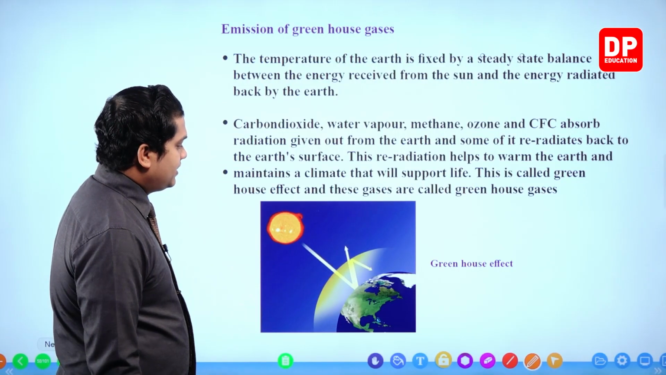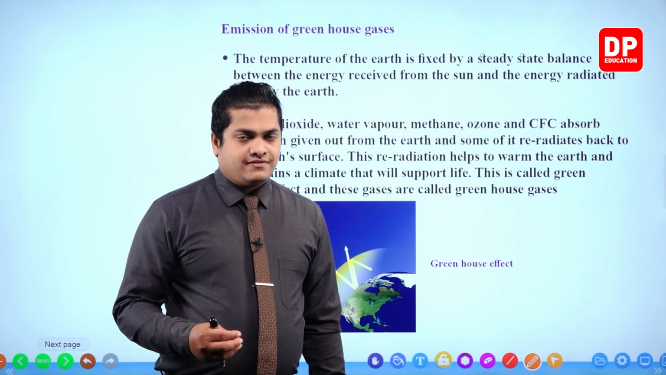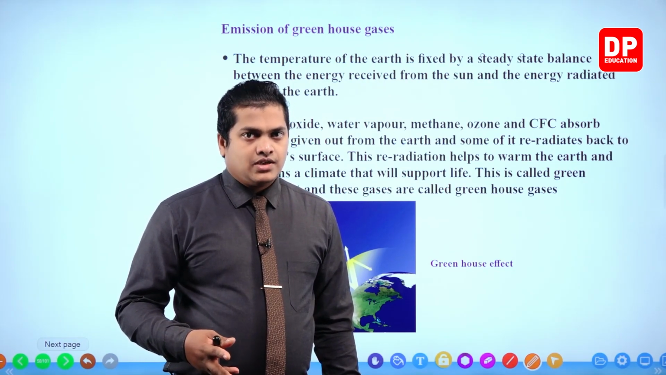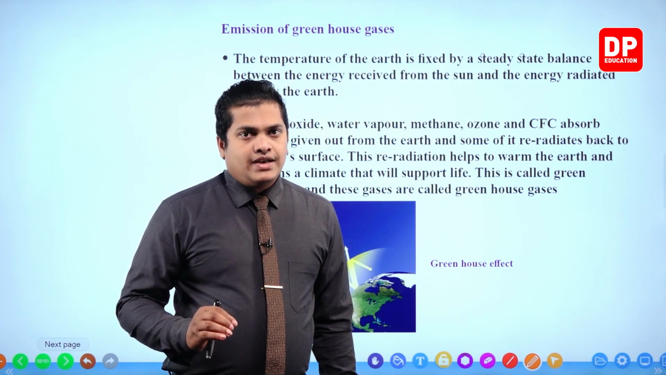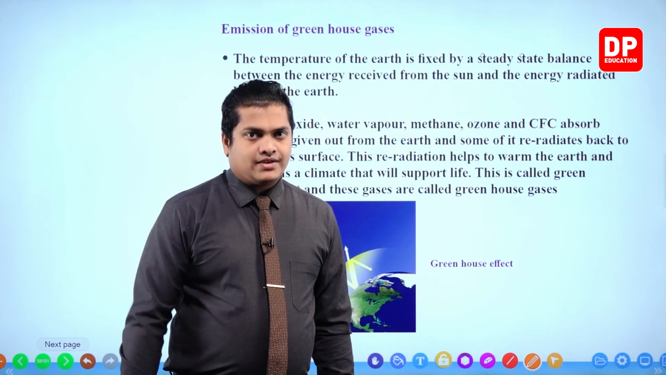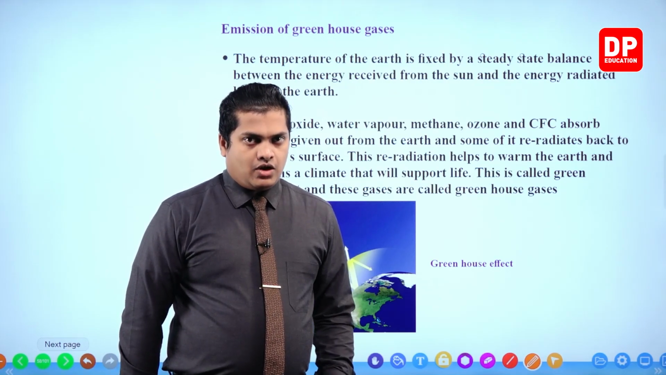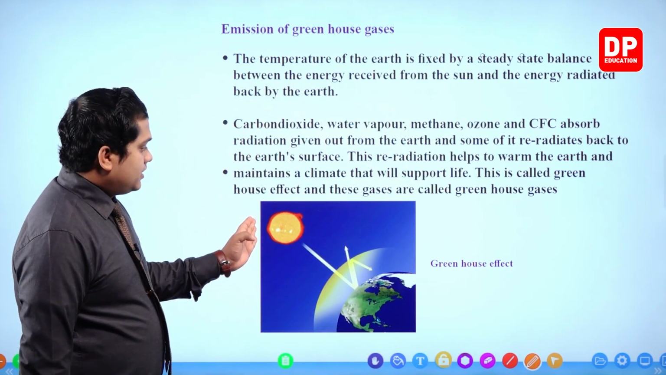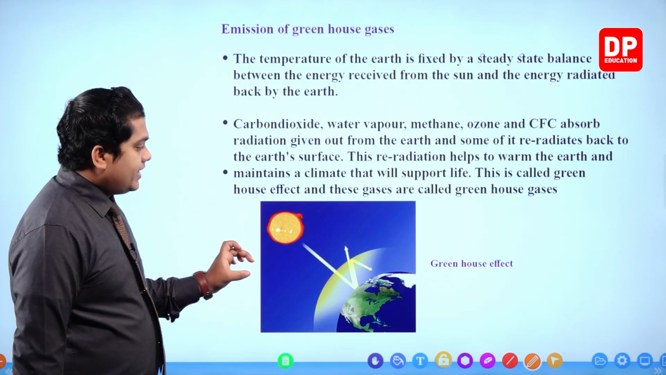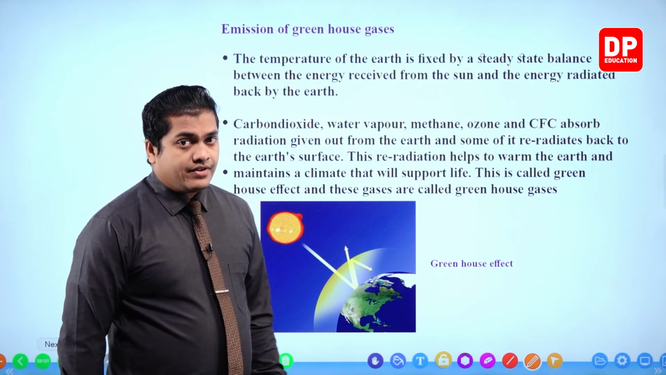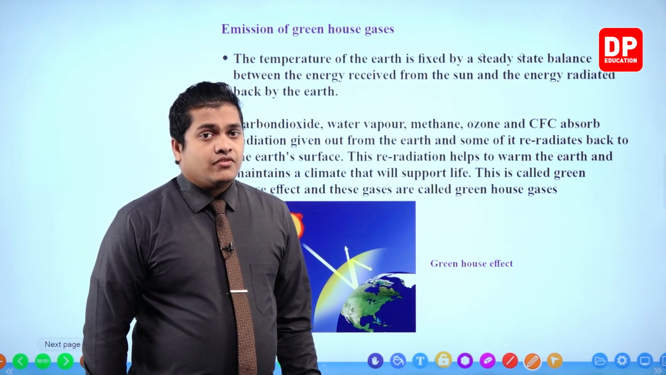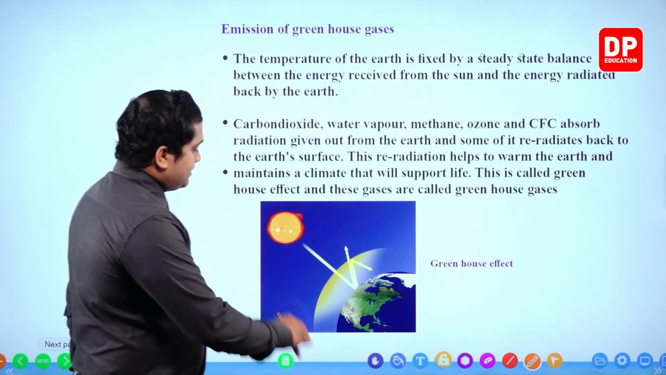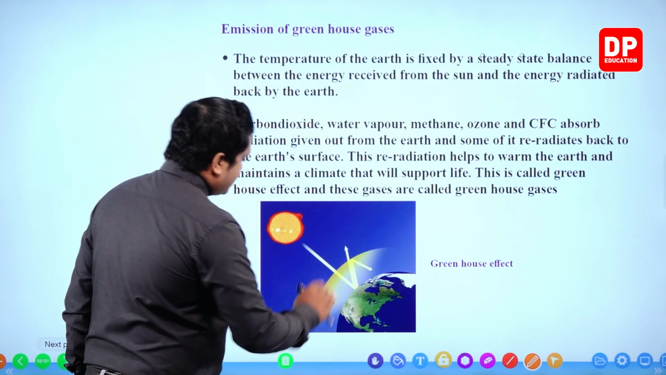So as you can see here within the figure, each and every surface is going to absorb some amount of radiation or waves, and some amount of radiation or waves are being reflected back. This is how any kind of surface is going to work. Here the sun provides radiation like ultraviolet rays, some amount of x-rays, then visible light, microwaves and so on. These waves will fall on the earth's surface.